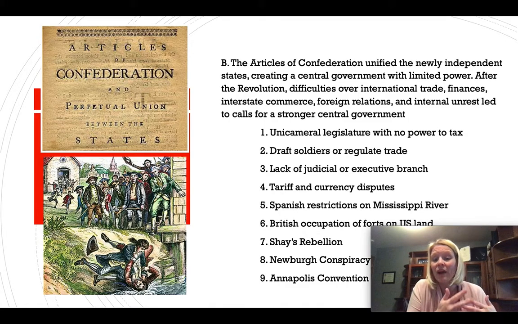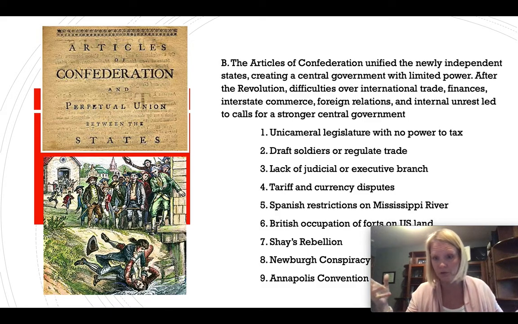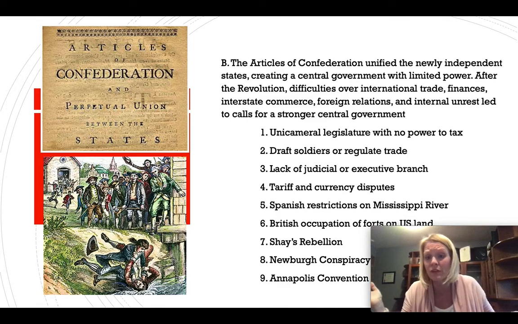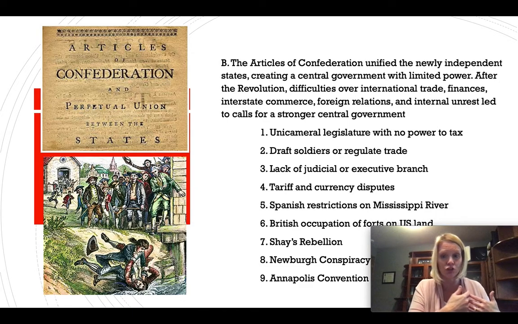There were lots of tariff and currency disputes, meaning if I'm going to continue to trade with France, say I'm North Carolina and I want to continue to trade with France, then does France have different rules if France trades with North Carolina or if France trades with Virginia? And then you get into all these disputes. Can you cross lines into Virginia? It became a real problem.